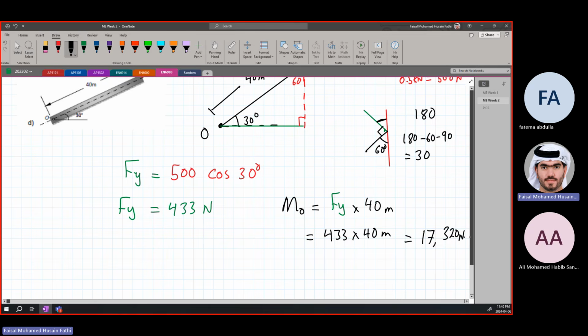17,320 Newton meter. Or you can write this as 17.32 kilo Newton meter. These are both acceptable answers. These are both correct answers. You can either write it as Newton meter, or you can divide by 1000 and write it in kilo form. Both are correct. Okay?